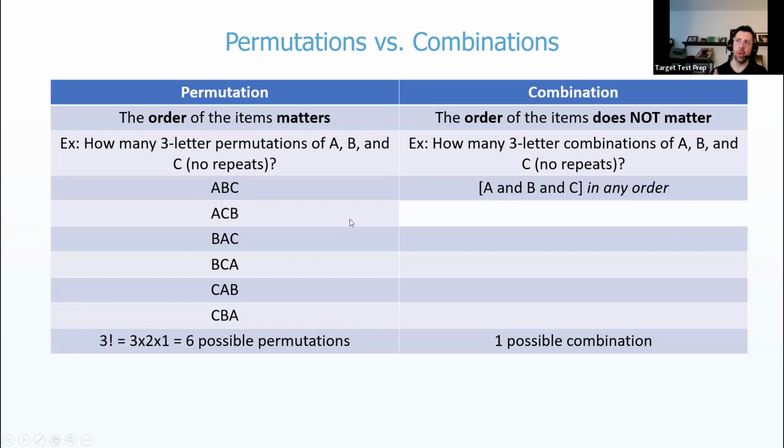Contrast that with a combination. A combination is really just what are the items in our grouping, and it doesn't matter what order. So how many 3-letter combinations of A and B and C are there? Again, if we're not repeating any, the answer is just 1. It's just A and B and C in whatever order. So all 6 of these essentially get collapsed or flattened into just one single possible combination.